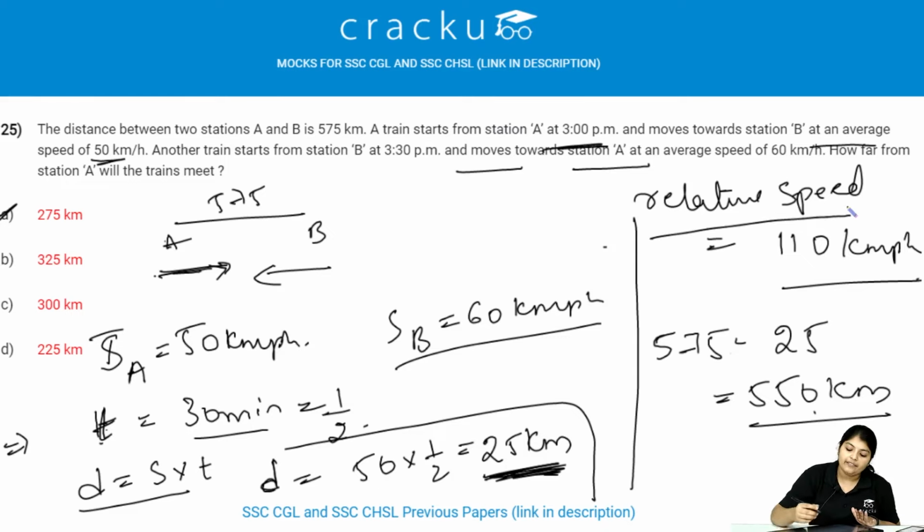Now we are finding the relative speed. Relative speed is sum of 50 and 60. Why? Because they are in opposite direction. If they are in the same direction, it would be the difference of 50 and 60. So it is 110 kilometers per hour. Now the distance travelled by both the trains will be 575 minus 25, because the second train has started at 3:30 and the first train has started at 3 o'clock. We are subtracting the distance travelled in that 30 minutes. So 575 minus 25, that is 550.